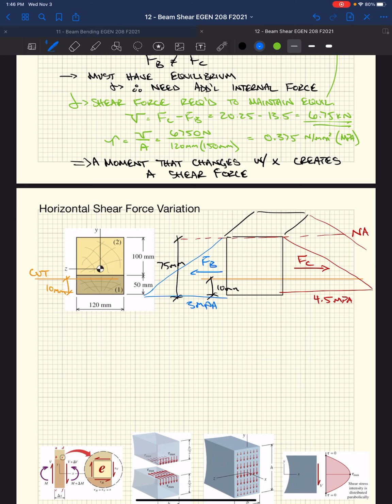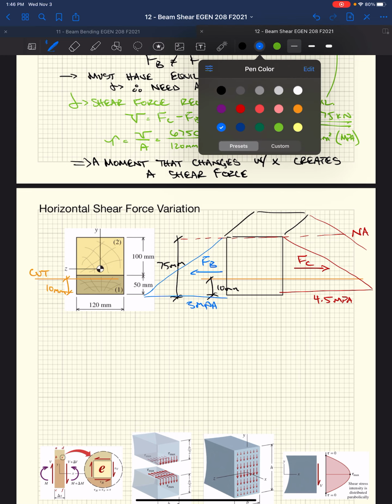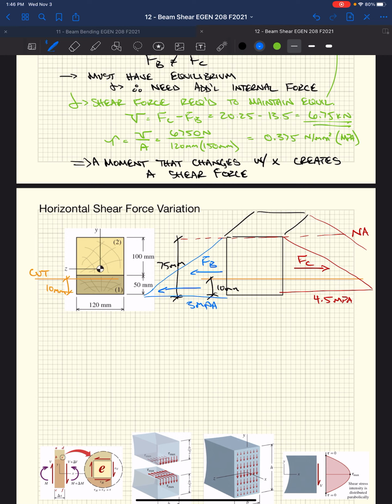Well, now if we look at cutting our beam at 10 millimeters from the bottom, our force now becomes, right, we'll call this say F sub 10. And F sub 10, right, is the force associated with the stress that's below the 10 millimeter mark.